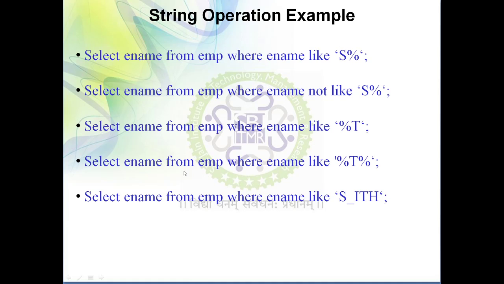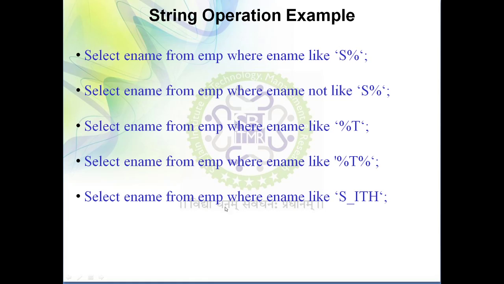Then another problem will be there. Suppose I want the list of employees whose name contains the character T. That means that T can be anywhere. It can be present at the first location, last location, middle location, second last location, any location. So I can specify this pattern by using this query. Select ename from employee, where ename like in bracket percent T percent. Okay, so this is how you can specify the pattern.